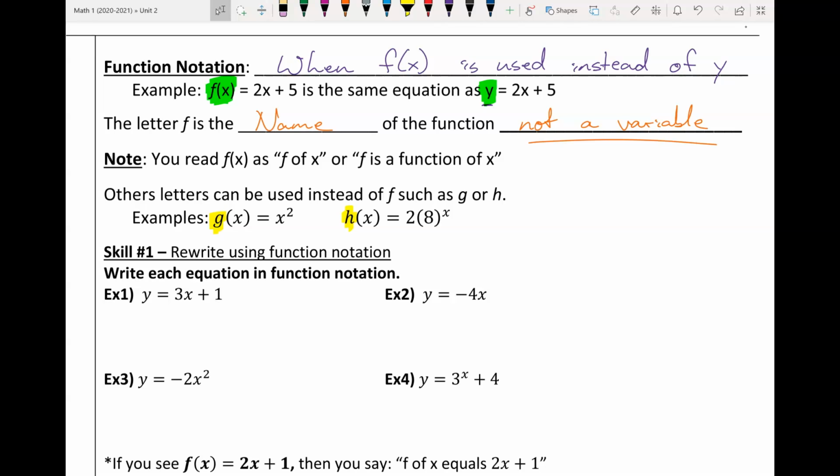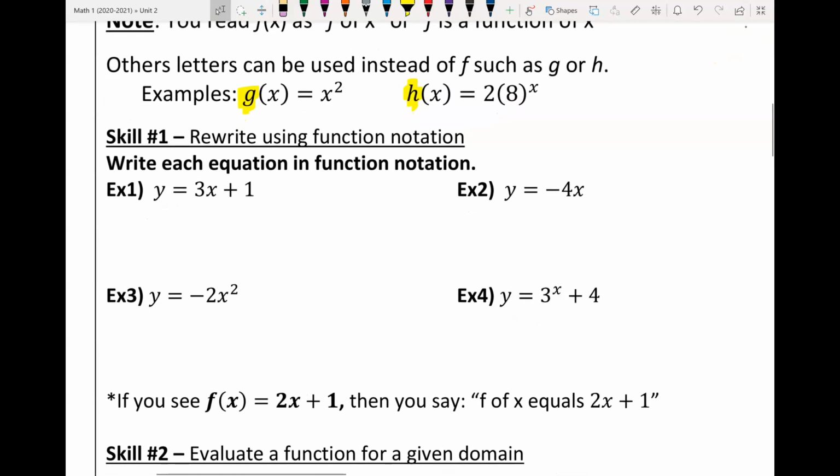But our first skill right here, we just need to make sure that we understand how to rewrite using function notation. Very simple, like we set up there, we're taking the y and just replacing it with our function notation. So our first one, y equals 3x plus 1, would become f of x equals 3x plus 1. The next one, y equals negative 4x. Again, replace it, and let's use a different name for the function. We used f over there, so let's say this one's g. Function g of x equals negative 4x.